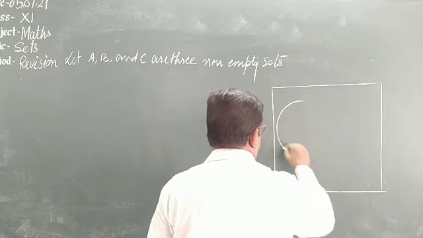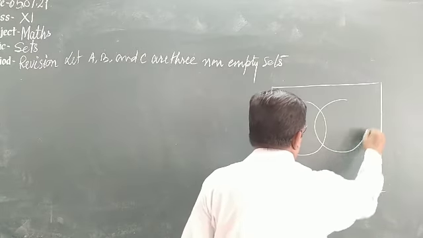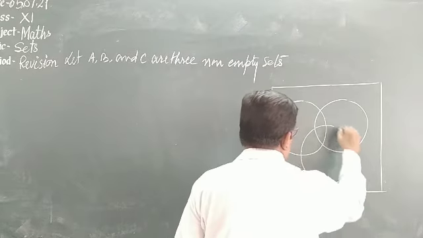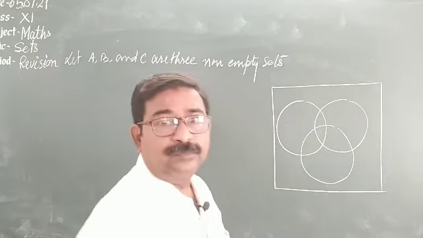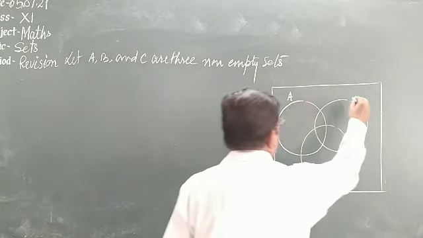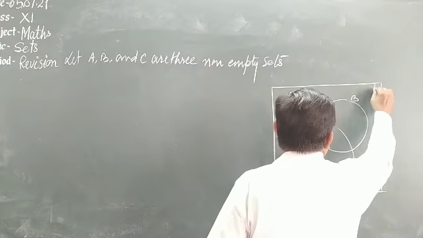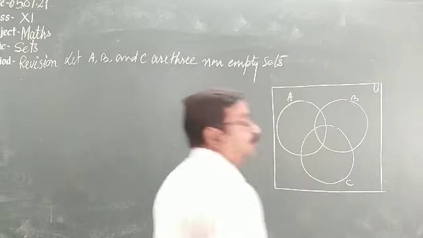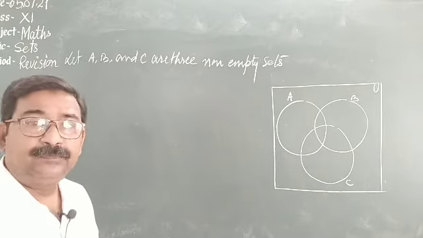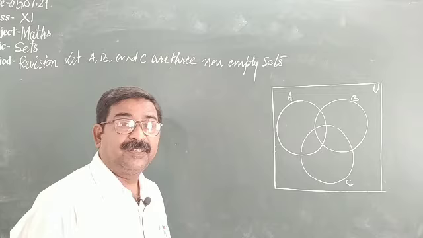We have a set A, another set B, and a third set C. See, I am writing the name. This is A, this one is B, this one is C, and this rectangle is the universal set. Again, we have different sections in it.